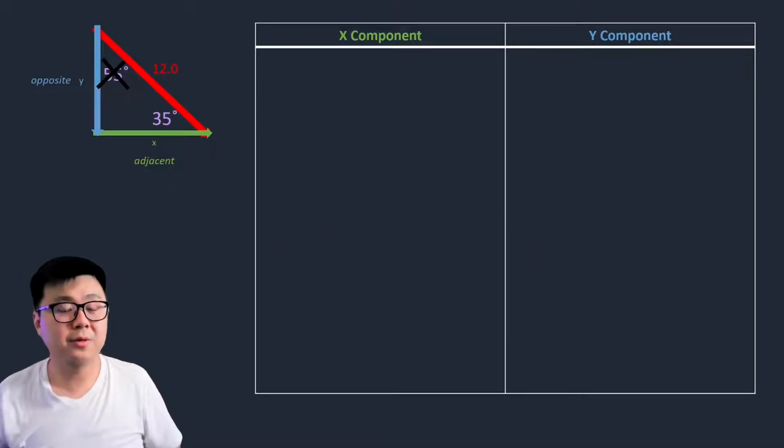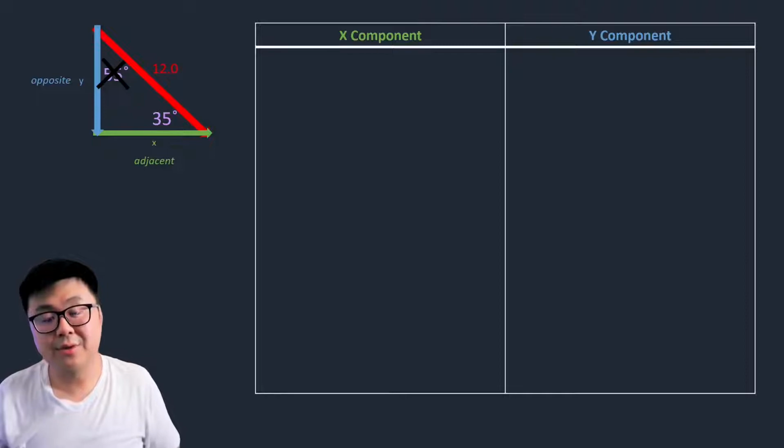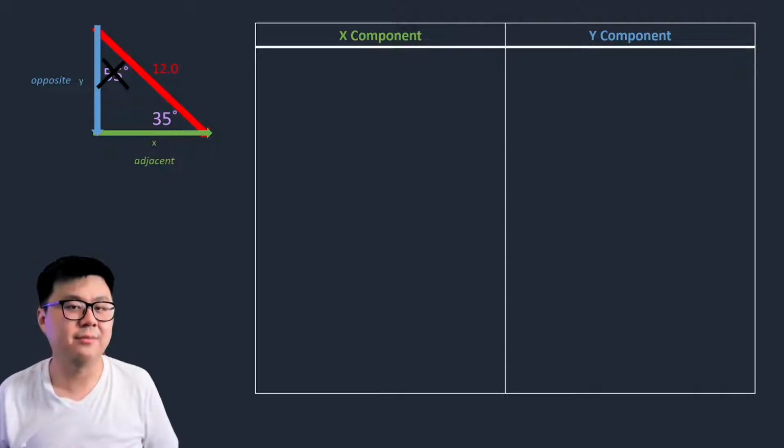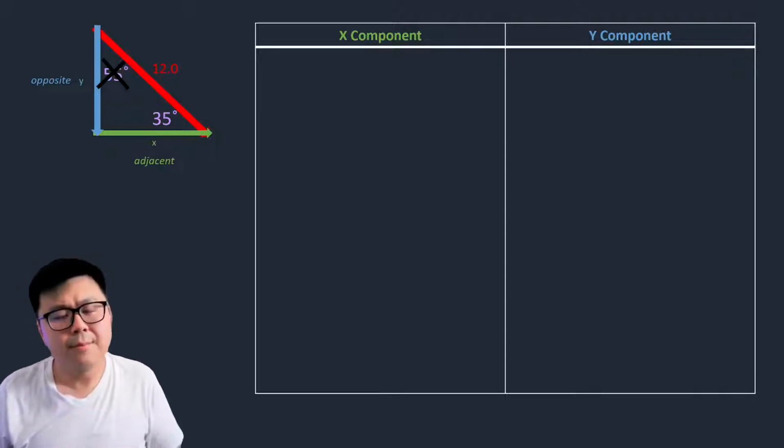Now, before we go into the components, notice that I crossed out the 55 degrees and I put a 35 degrees on the bottom right corner. That's because once you know two angles in a triangle, you can find the third angle by subtracting them from 180 degrees. But why am I doing this?